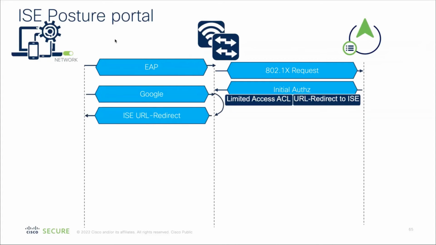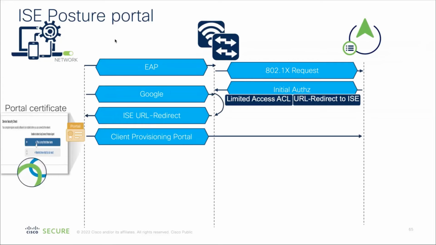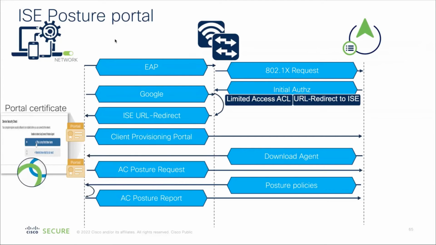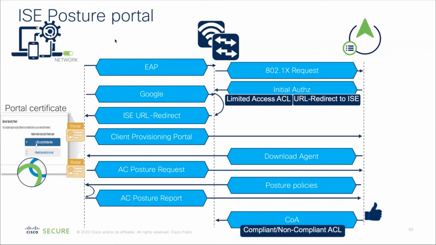Whenever it tries to access any URL, it will get redirected to the CPP portal page where it can download the client, AnyConnect. So this portal, the client provisioning portal, is also making use of a portal certificate. The endpoint downloads the AnyConnect, and once the AnyConnect is downloaded and installed, the AnyConnect will also make use of the same portal for secure communication. It's going to evaluate the posture policies and then give a COA to give compliant or non-compliant access.